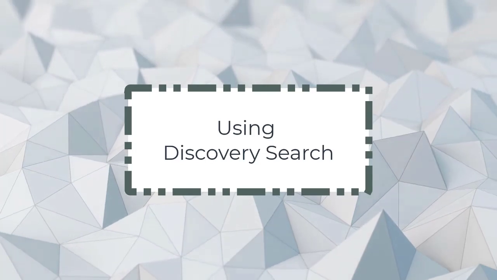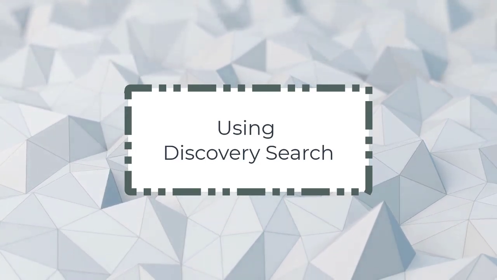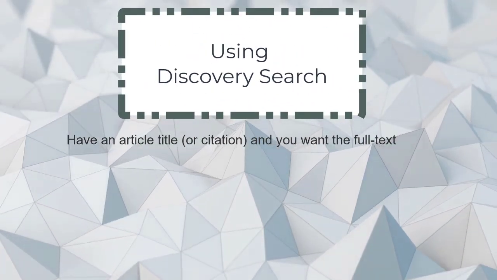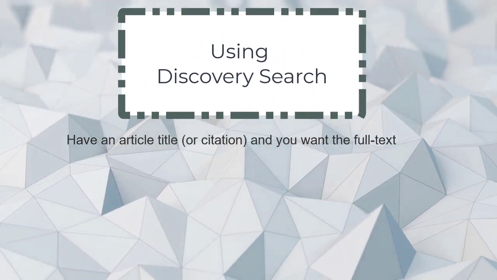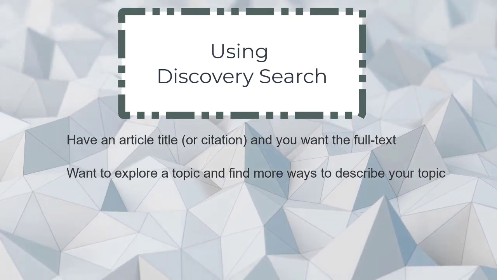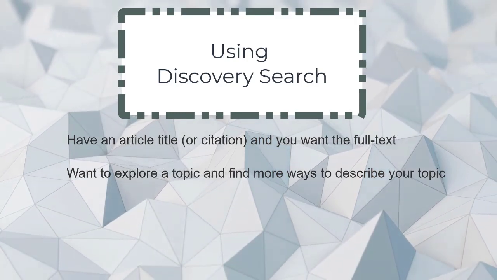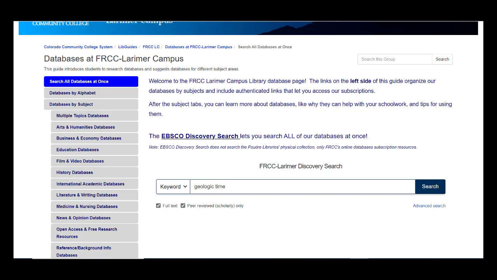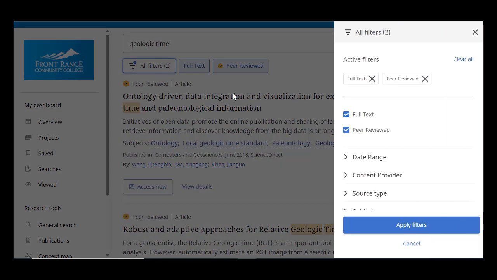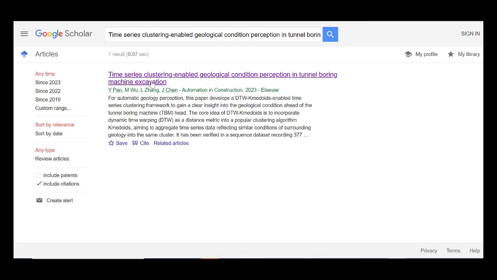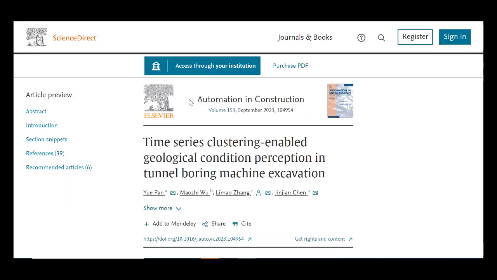You can search nearly all of our databases at once with our Discovery search. This search is a nice option if you have an article title or citation that you want to read the full text of, if you want to explore a topic and find additional words to describe your topic, or if you're in a hurry and you just want a simplified search. Discovery search acts a little bit more like a Google search because it searches multiple databases at once and it simplifies your search options. Let's try a search for an article citation you already have.